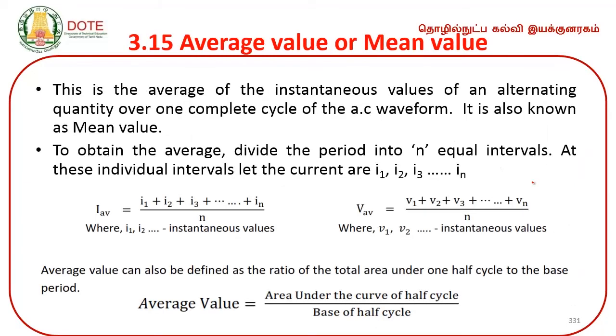Then comes the average value or mean value. This is the average of the instantaneous values of an alternating quantity over one complete cycle of the AC waveform. It is also known as the mean value. To obtain the average, divide the period into n equal intervals. At these individual intervals, let the current be I1, I2, I3 and so on up to In. So, we can have a cycle like this.